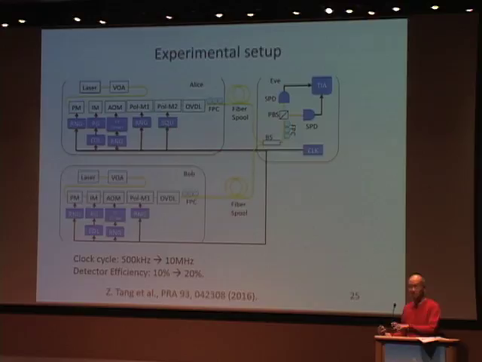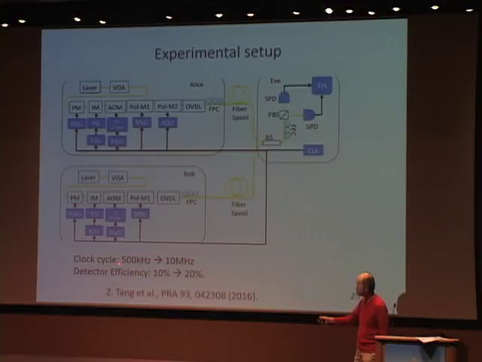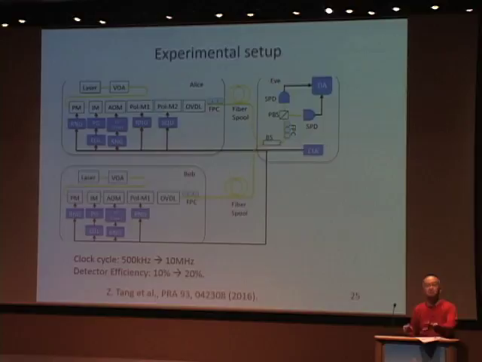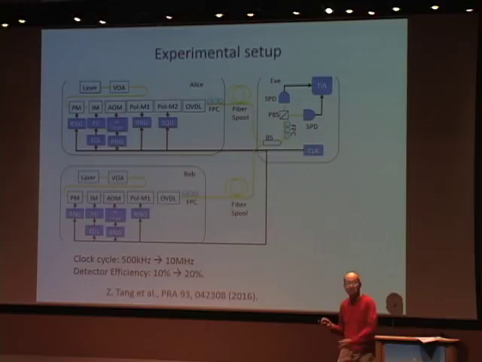Okay, and what we did here is also an upgrade of our previous experiments, because we increased the clock rate from 500 kilohertz to 10 megahertz, and the detection efficiency also goes up from 10% to 20% just by using newer detectors. Okay, this is not the best you can do, but this is what we can do with existing commercial systems. I think people can go somewhere better in the future.